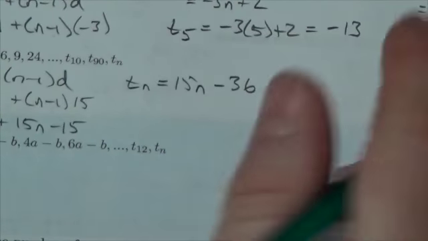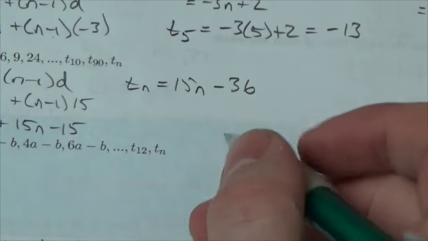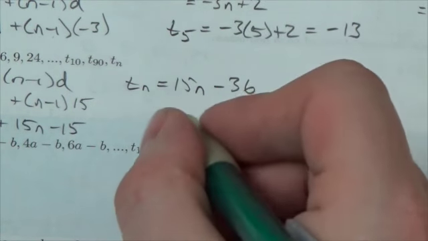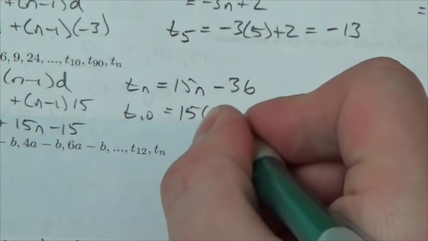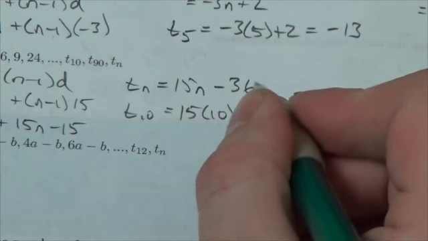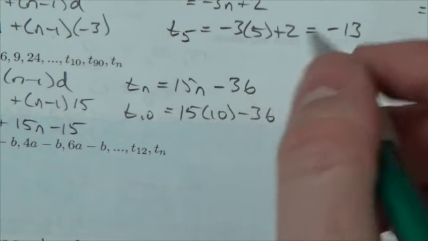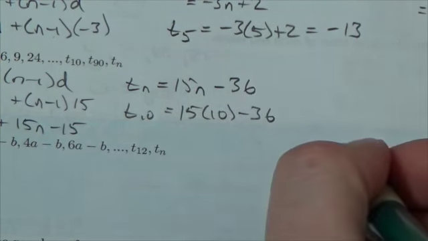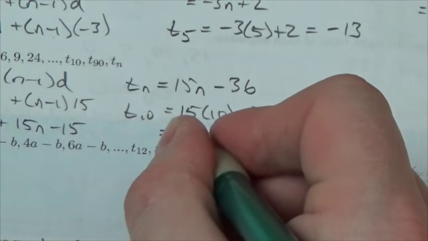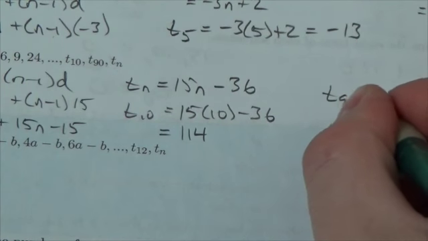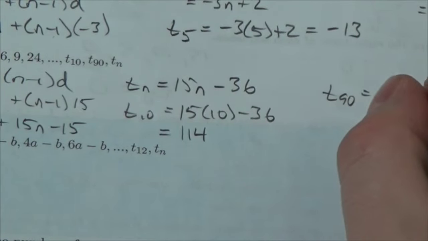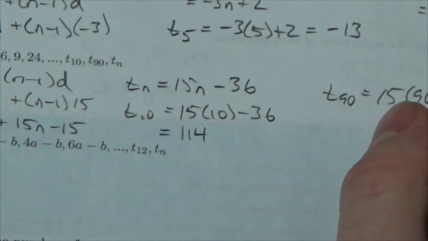And now from here, this is just a matter of evaluating, of plugging things in here. So to get the 10th term, this will end up being 15 times 10 minus 36. Okay, and you just think about that a little bit. That's 150 minus 36, which is going to be 114. Then to get the 90th term, what do we have here? 15 times 90 minus 36.